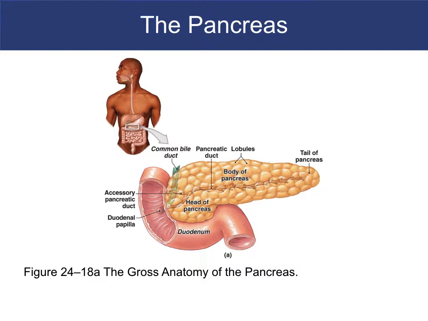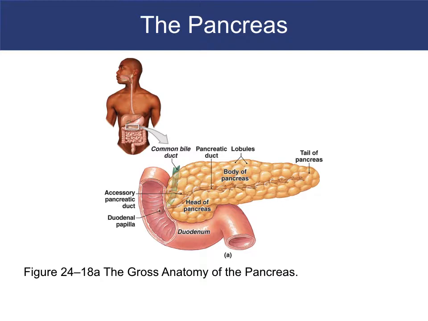So here's kind of schematically what it looks like. Here's the head of the pancreas, here's the body of the pancreas, here's the tail of the pancreas. Here's the opening at the duodenal papillae, also called the sphincter of Oddi. That's a name you'll hear because it's been around so long. But that's where the juice from the pancreas empties into the duodenum right here.